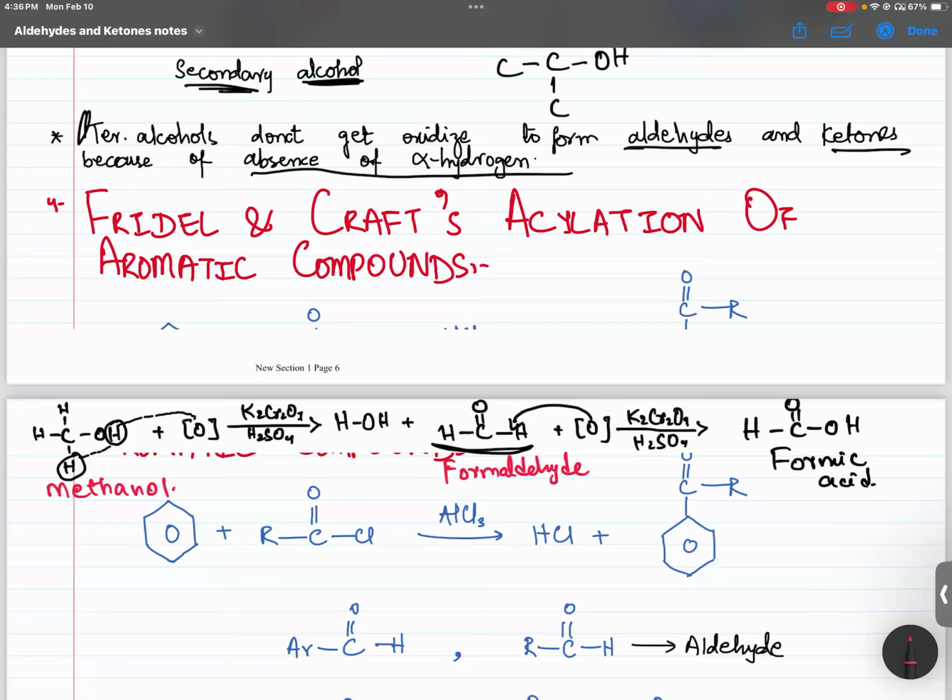Okay, now you're done with this. Now we need to move towards the next part here, which is basically the elimination reaction. What do you know about the elimination reaction? Sir, can you repeat?